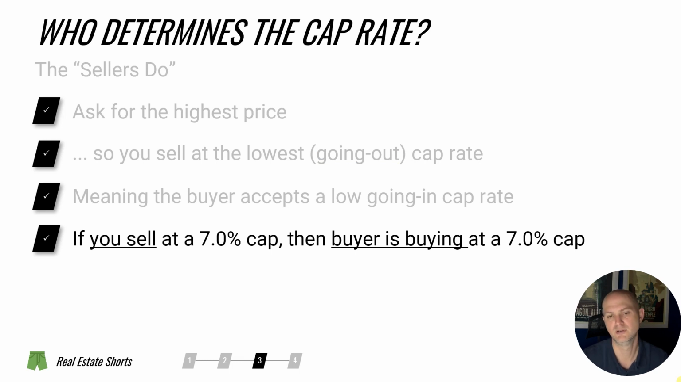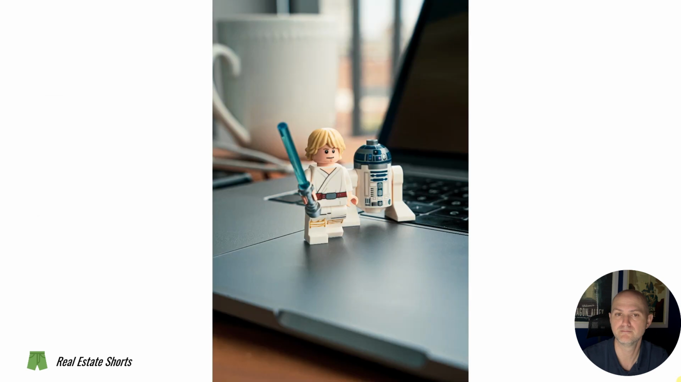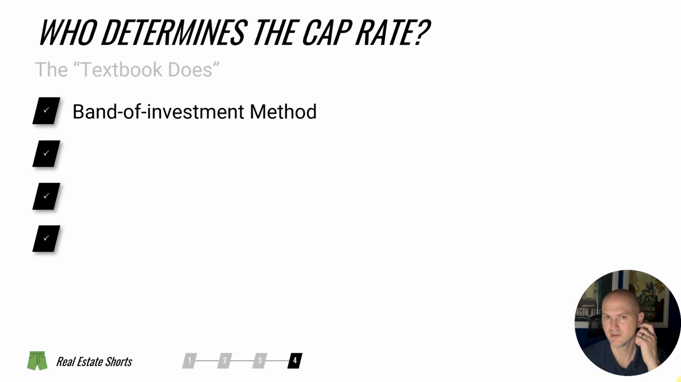So if we come back to this example, if the seller sells at a 7, that means that the buyer is agreeing to buy at a 7 cap. So the only way that the buyer could is if the seller was willing to accept that price. So again, you could also argue that sellers are the ones who determine the cap rate by establishing the floor on price or the ceiling on cap rate that they're willing to accept. So you could find yourself on the other side, right? You are Luke instead of Darth, and you're trying to find a way to find that middle ground between the two.